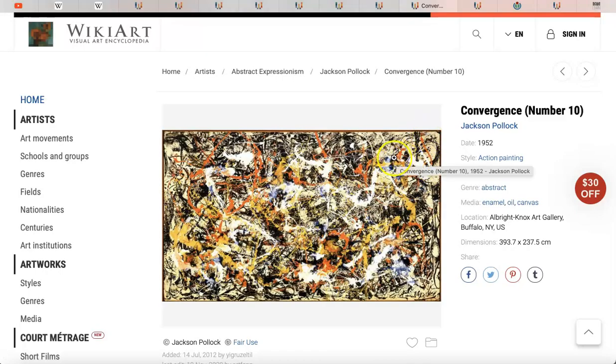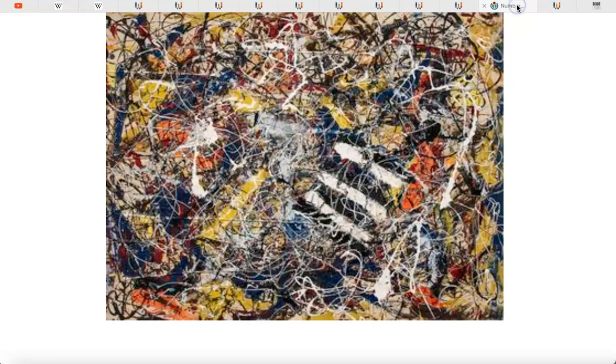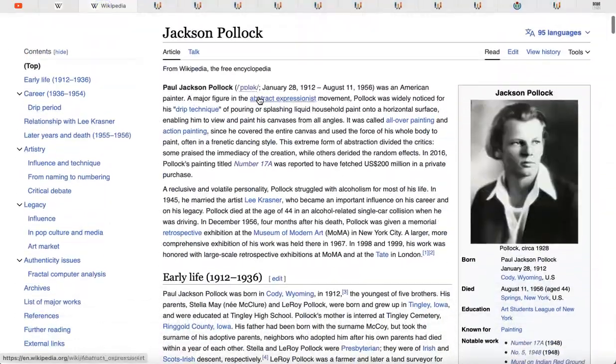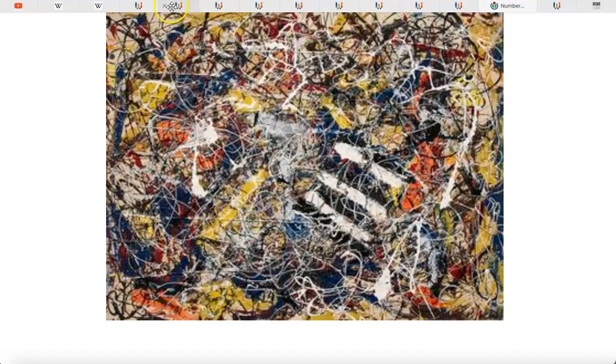And then there's this one, right? Convergence. There's another one that I opened here. This is the one that's supposed to be, what did it say in his bio? $200 million. This one, that's number 17A. I'm pretty sure.